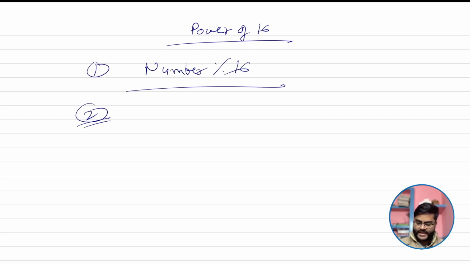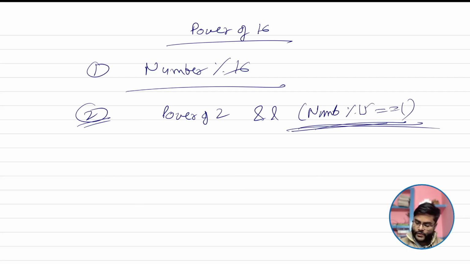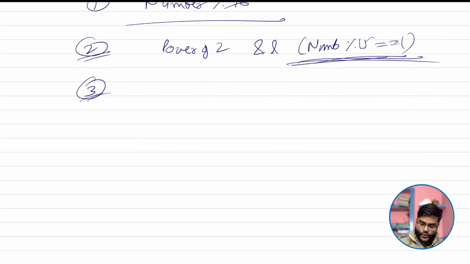Second, also just check whether the number is power of 2 or not, and number mod 15 equals 1. So the second approach is this one. Okay, in the third approach, let me discuss the third approach.